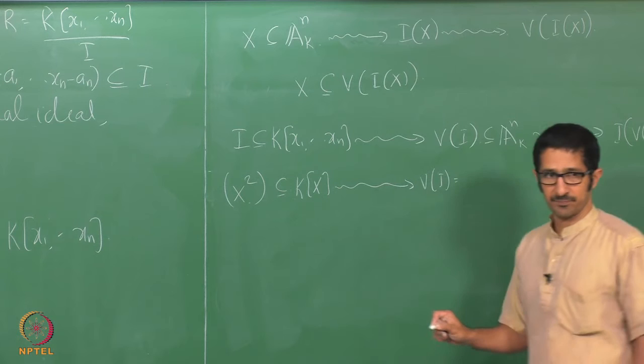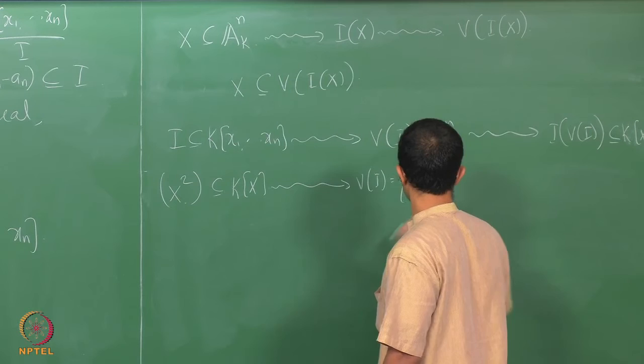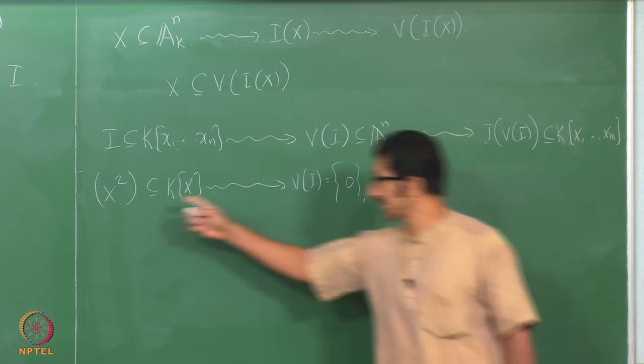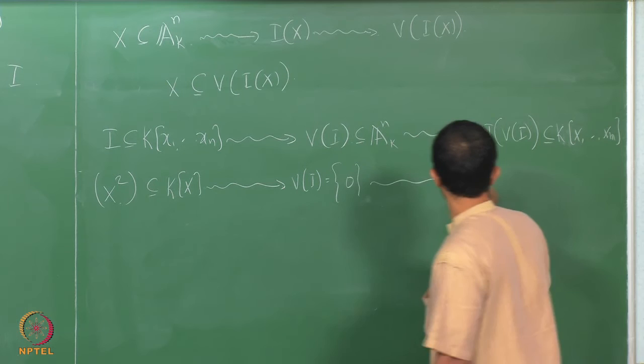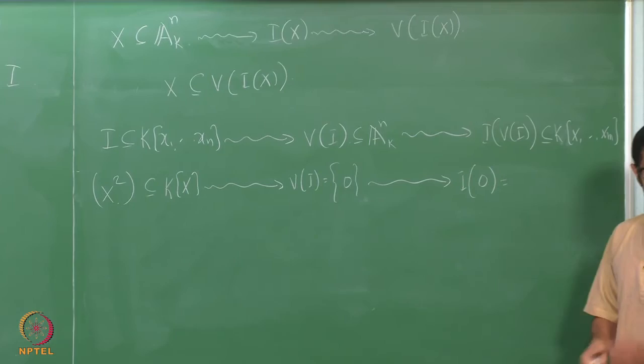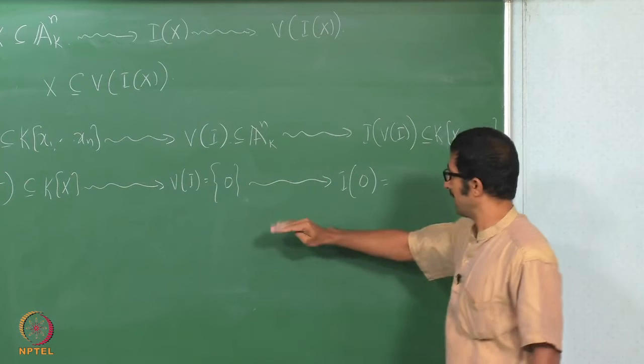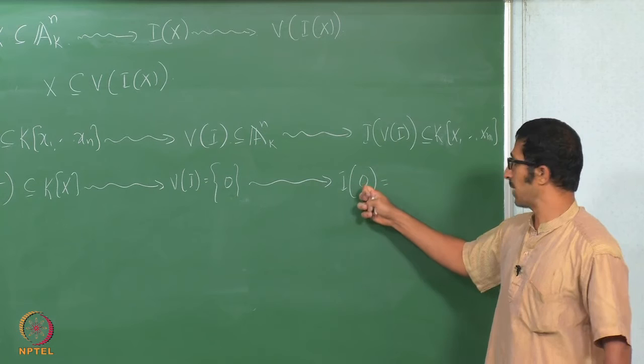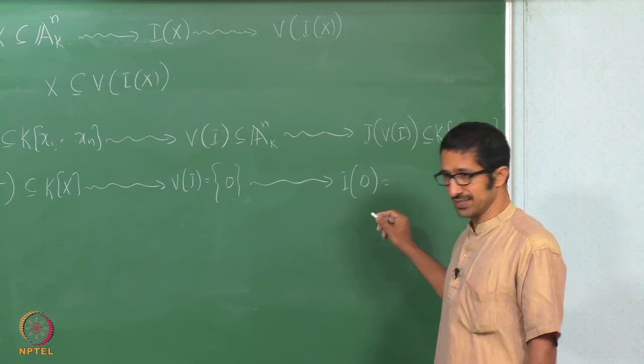Zero only, right? V(I) will be zero only. That is the only element which will vanish on every element of this. Now, what if I go back to I of 0? Forget about what we started with. Now, I have this set: I am looking at all polynomials in k[x] which vanish on 0, which is the ideal generated by x.